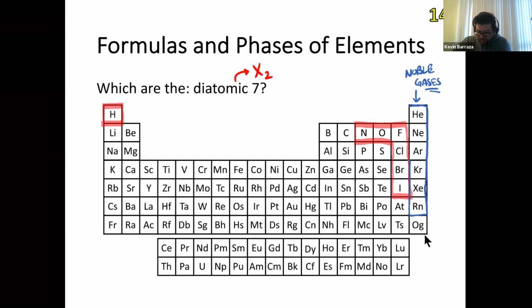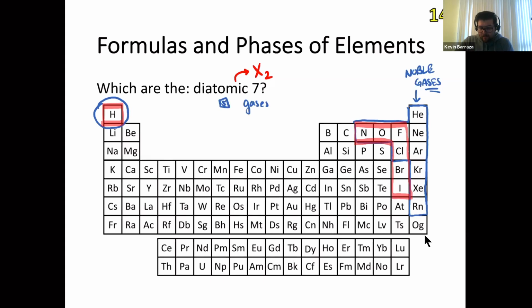And then chlorine, fluorine, oxygen, and nitrogen are also gases, as well as hydrogen. So it makes kind of a nice little cluster to help us. So blue is our gases.